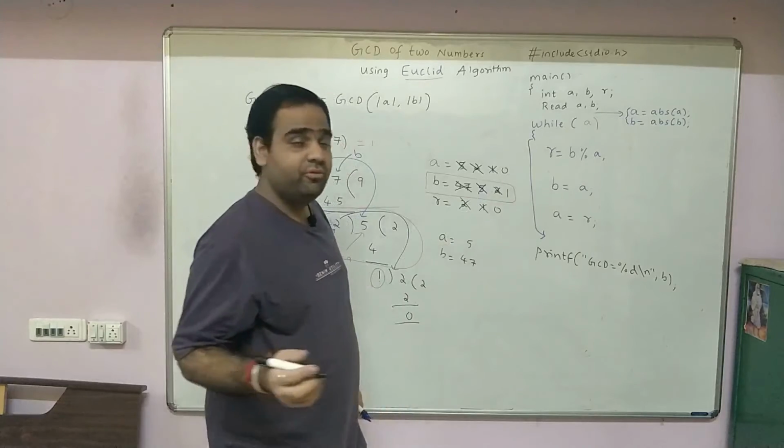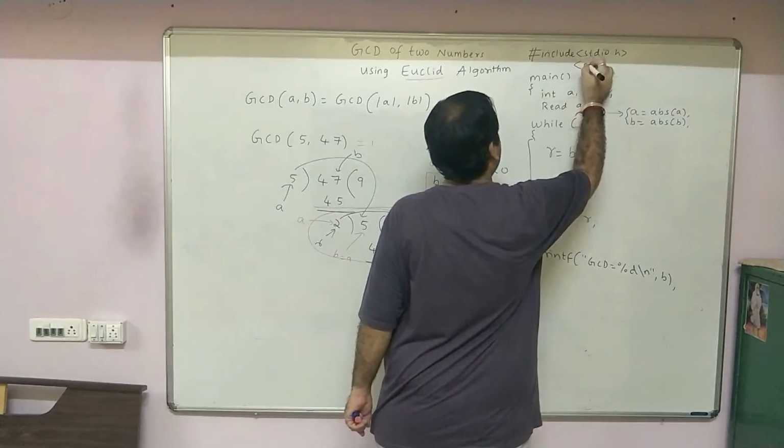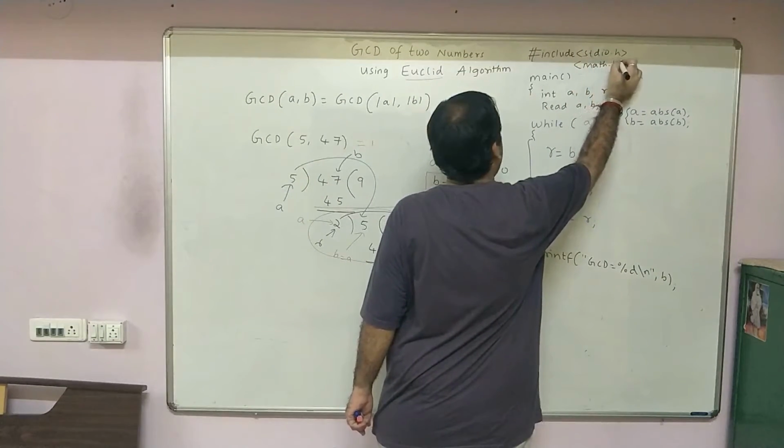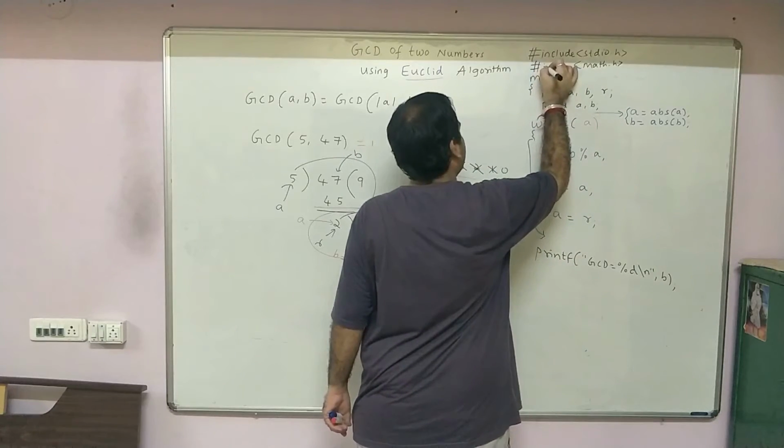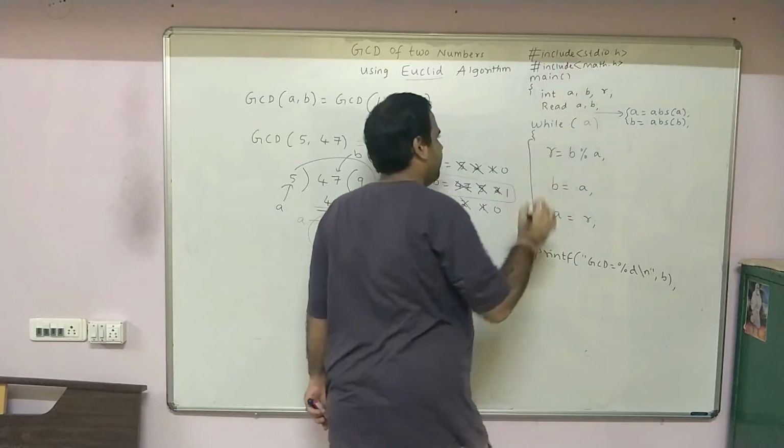And where is this absolute function defined? It is defined in math.h. Hence we need to write hash include math.h.